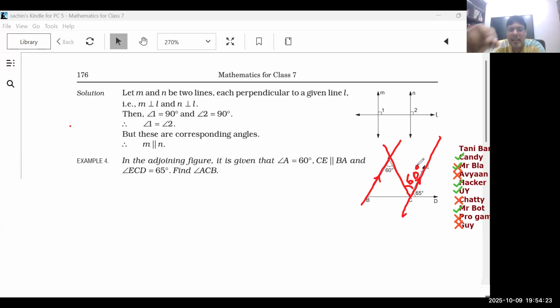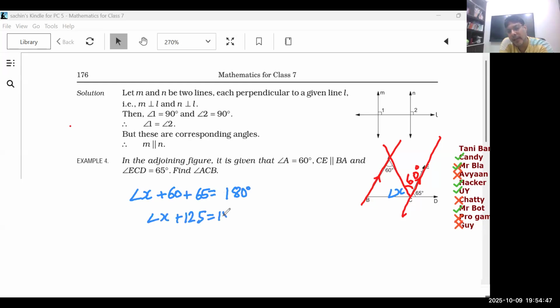Now these three angles are on the straight line. Let me call it angle X. Angle X plus 60 plus 65 are on a straight line, so their total will be 180. So angle X plus 125 will be 180. So angle X will be 180 minus 125. That will be 55 degrees.